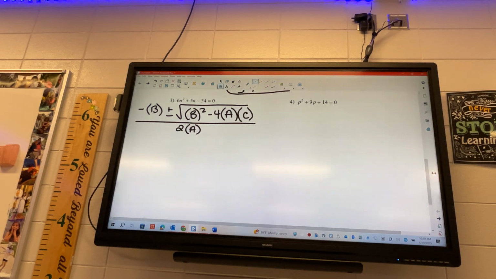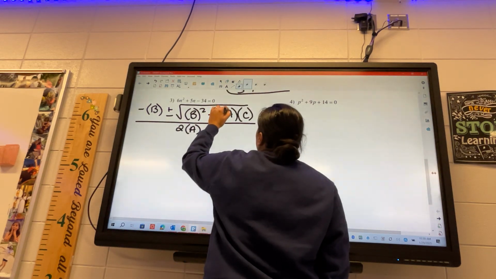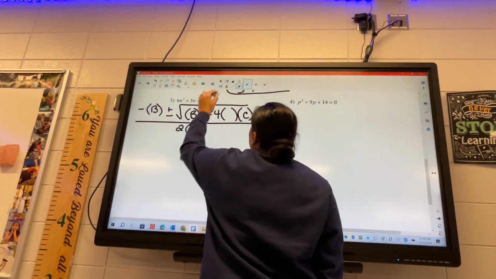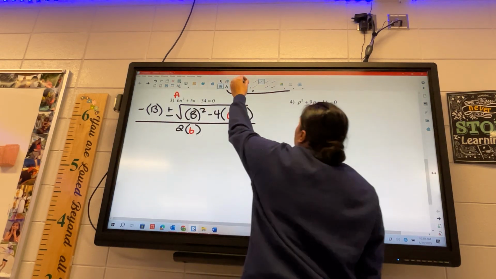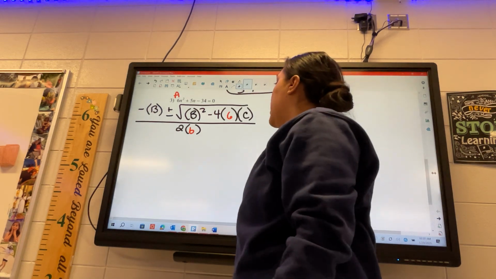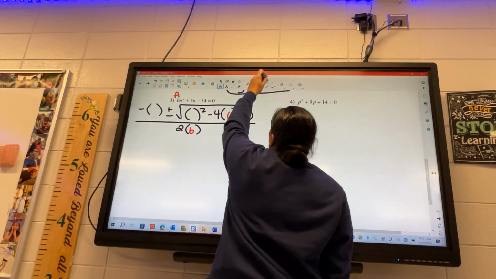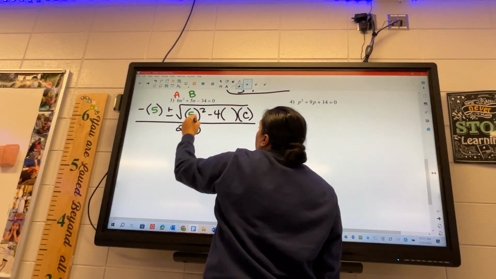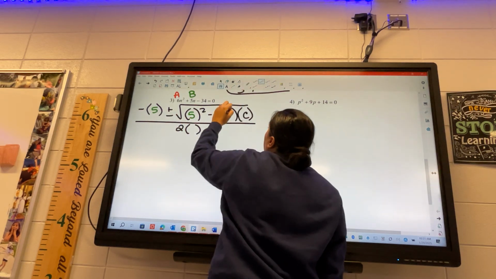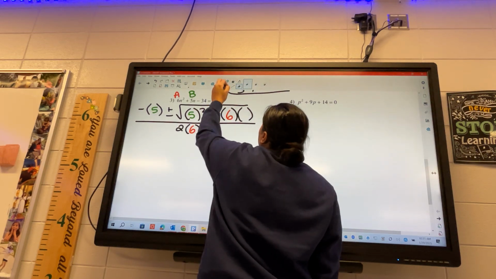Okay, everywhere there's an A, what are we erasing and writing? 6. We're going to erase and write a 6 everywhere there's an A. So right here and right here, we're going to say 6 and 6. This is my A. Everywhere there's a B, I'm going to be erasing and writing what? 5. So right here is going to be 5 and 5. This is my B. Everywhere there's a C, I'm going to erase and write what? Negative 34.